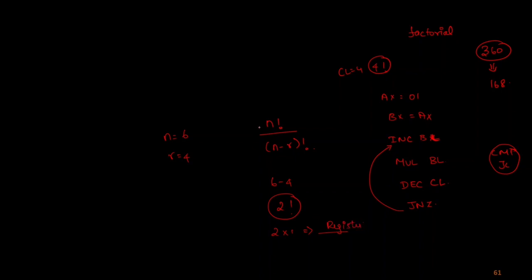After that, I have to find the value of n factorial, which means 6 factorial. 6 factorial is going to be 6 into 5 into 4 into 3 into 2 into 1, which is going to be 720. So this is going to be 2. So 720 divided by 2, which gives the value of 360. Actually, it will not be 360, it is going to be 168 in hexadecimal.